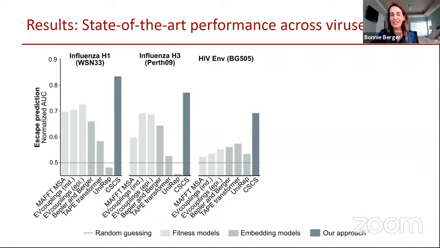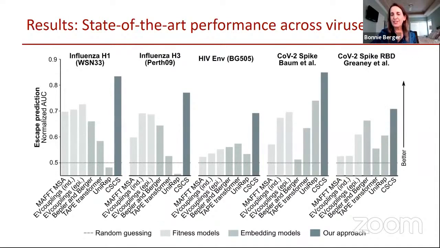And similarly, for the envelope protein on the surface of HIV, and for spike, we get much higher prediction of escape for the spike protein in general. And in fact, we also get it for the receptor binding domain. And I'll go into this a little more on the next slide.